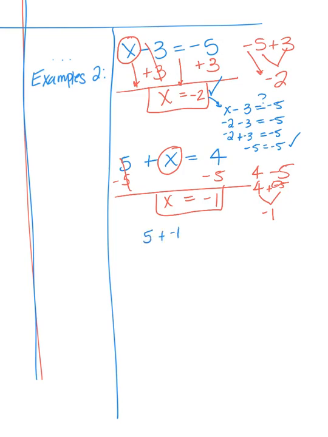5 plus -1 equals 4. We're trying to see if this is true. 5 plus -1, they're different signs. Subtract. Keep the sign of the bigger number. It's positive. Then you are exact. 4 equals 4. So x equals 1 is the correct answer.